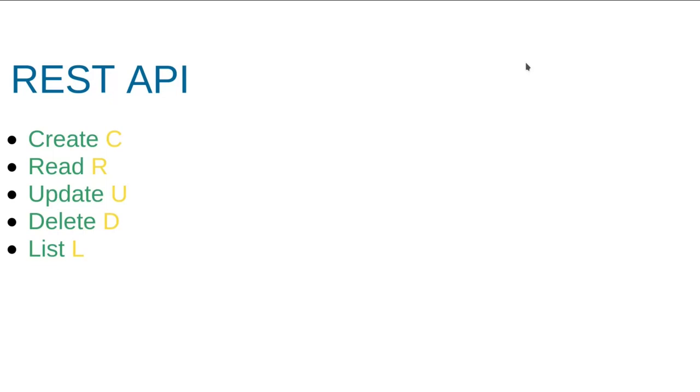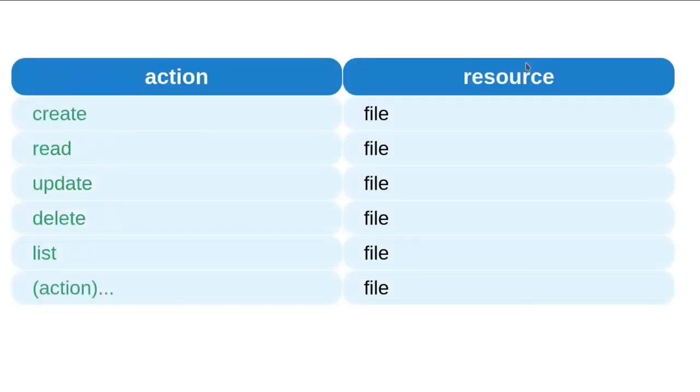Continuing with the example of the command line, let's see how some of these commands may look in English. So you have got the action and you have got the resource. So you have create file, read file, update file, delete file, list file, etc. And you can have additional actions like validate file if you are working with JSON files or XML files.